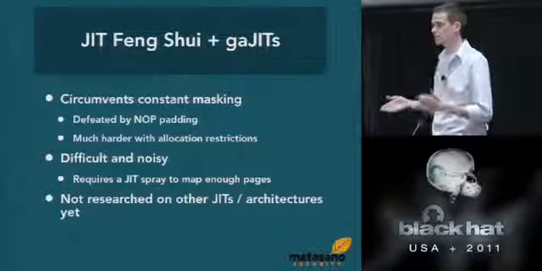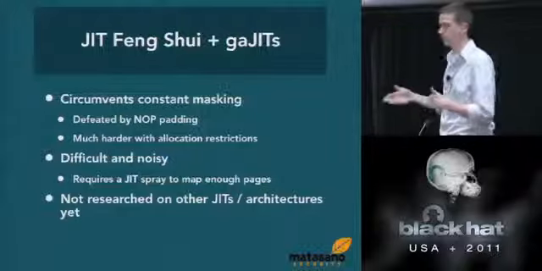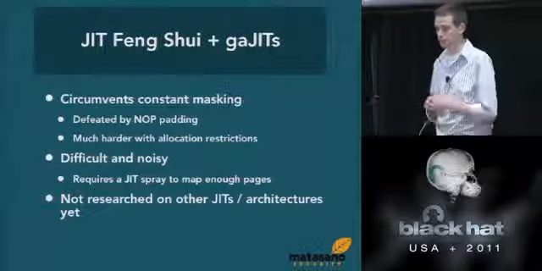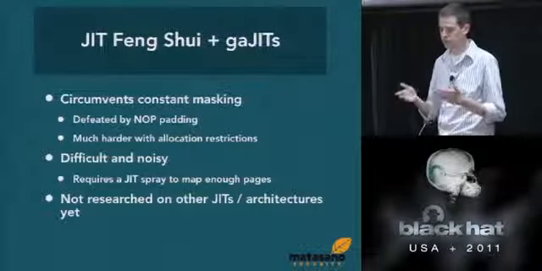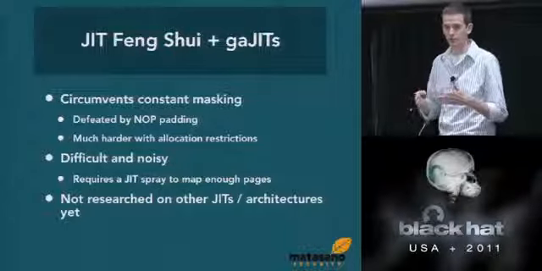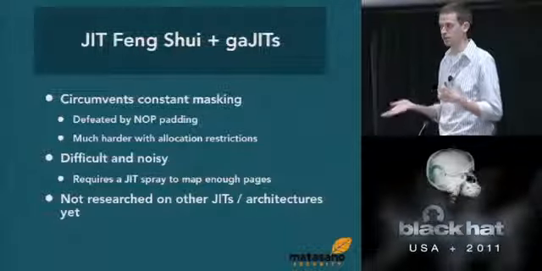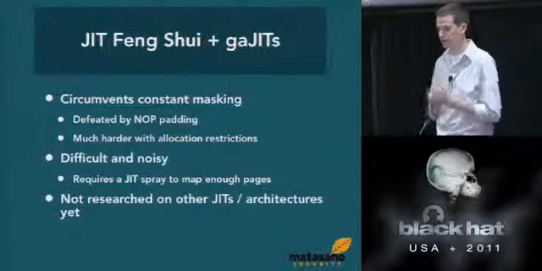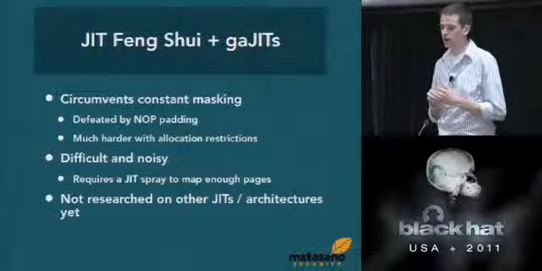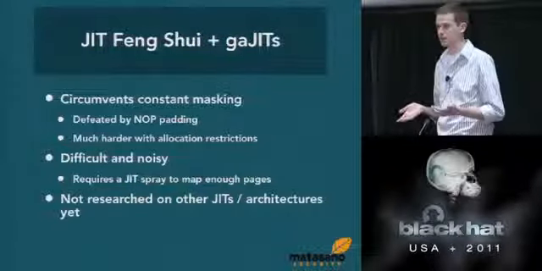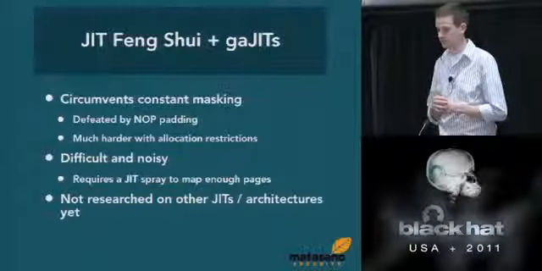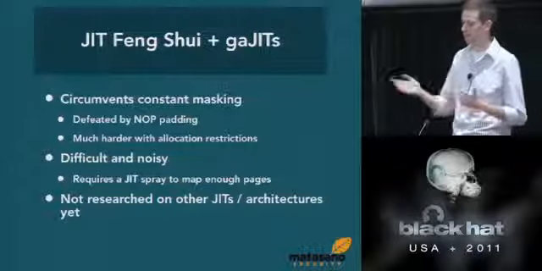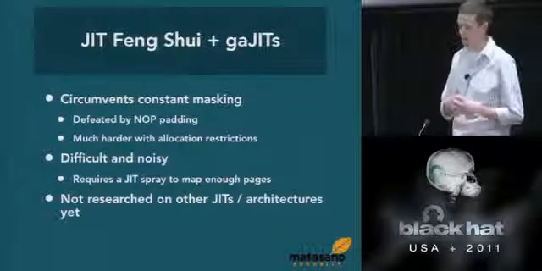So combining these two, JIT feng shui and gadgets, it basically means you control all the inputs, you know exactly what inputs are going to produce what JIT-emitted code that contains gadgets that you can use. But there's a few interesting things about this. It does circumvent the protection mechanism that was put in place to stop JIT spray, and we'll get to what that protection mechanism is. But it's also really easily defeated by some other simple protection mechanisms like random NOP padding and allocation restrictions, which we'll be getting to.